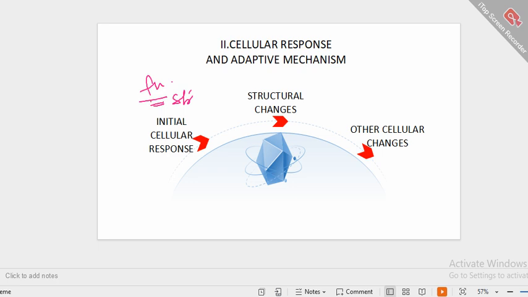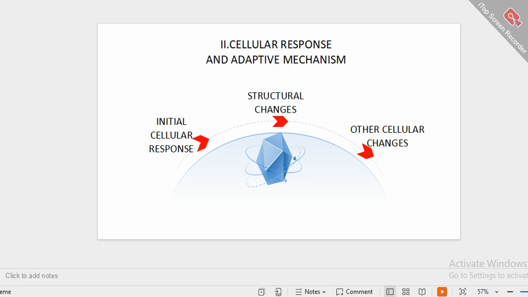What those initial cellular responses are, we will learn. The second step in the cellular response and adaptive mechanism is structural changes, where the structural changes are going to be noticed. And the last step of the cellular response and adaptive mechanism is cellular changes. Some of these I will discuss in later sessions.